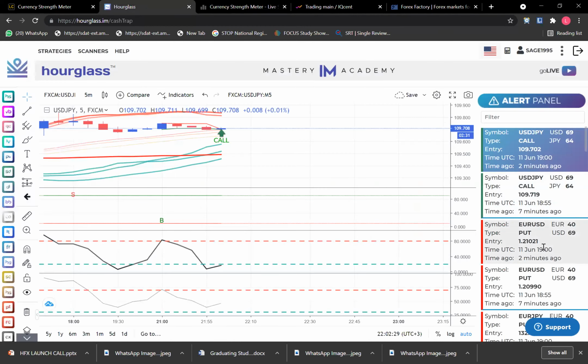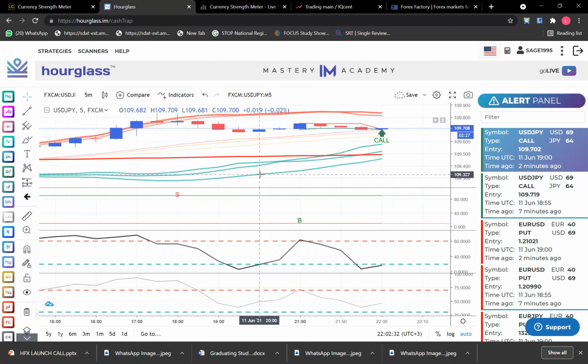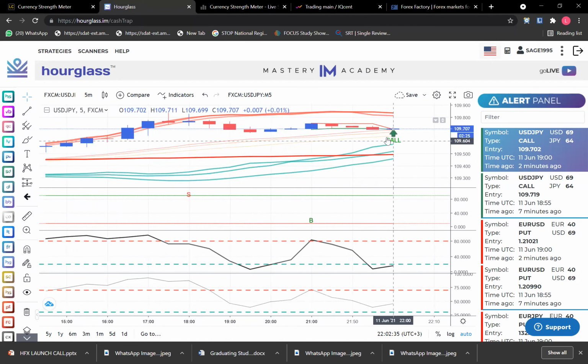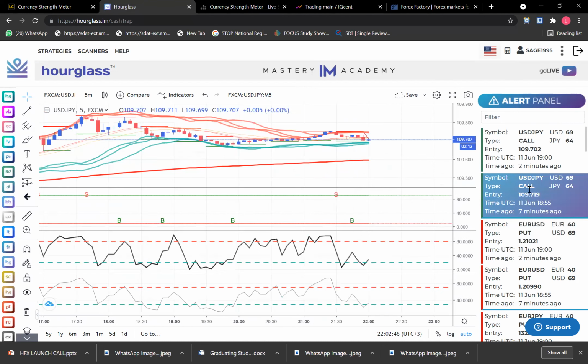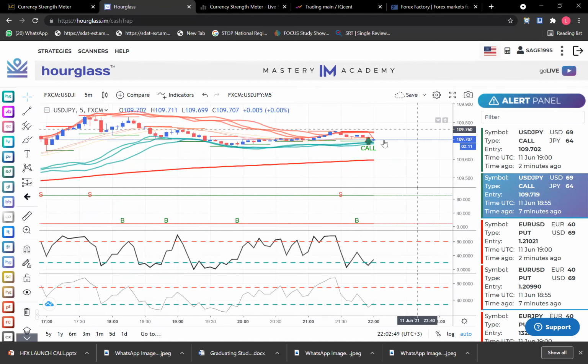Now, moving on, I'm about to explain this interface to you. Let me try zooming in. This green arrow you see is called the call arrow. If you check, you might see a red arrow somewhere else, which is known as the put arrow. Call means buy, put means sell. So anywhere you see call, it means you should buy. And anywhere you see put, it means you should sell.